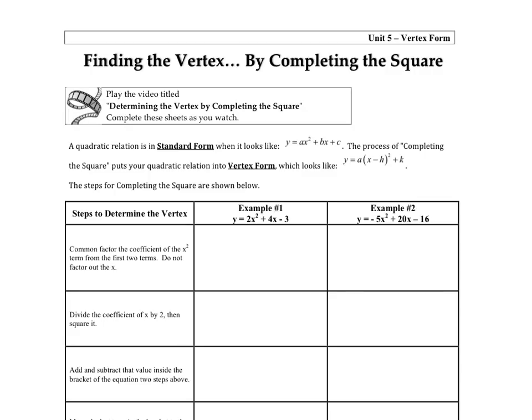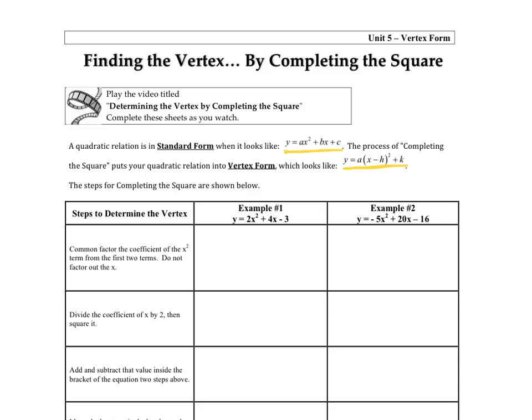Today we're going to look at the second method for finding the vertex, and that's called completing the square. If you're given an equation in standard form, so no brackets, and we want to turn it into vertex form, we do something called completing the square. All of the steps are written out for you, and we're going to go through a few examples together, and then I'm going to have you try a few on your own.